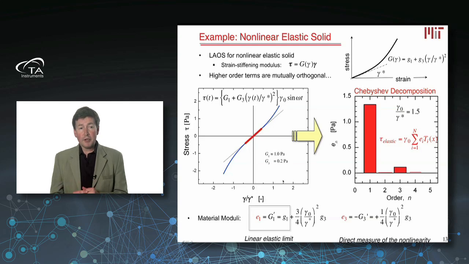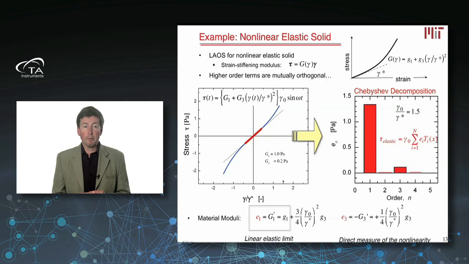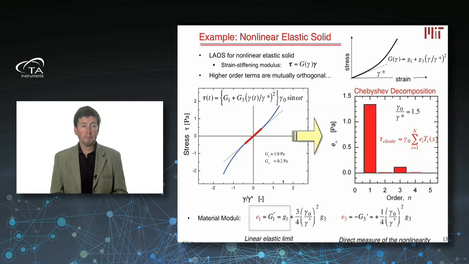How do we find that information? Well, you just look at the next harmonic. So if you look at E3, that would be called G3 primed. And E3 here is a positive number. That means it's strain hardening. And you can see the amplitude of it depends on gamma 0 squared. So as you go to larger and larger strains, this component grows larger quadratically.